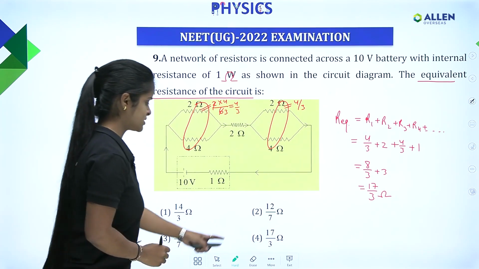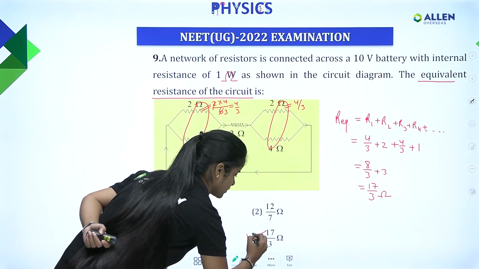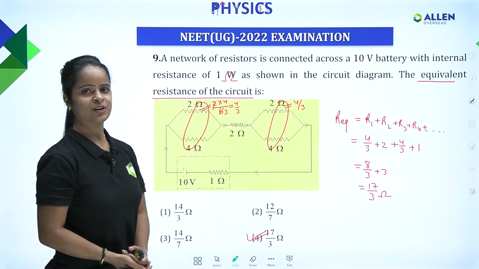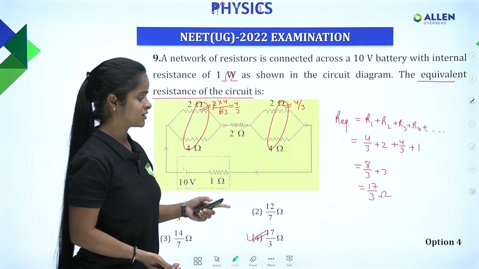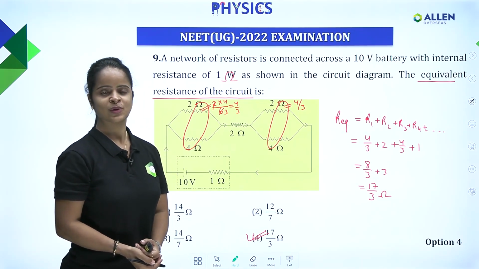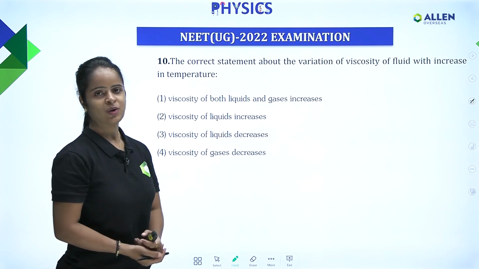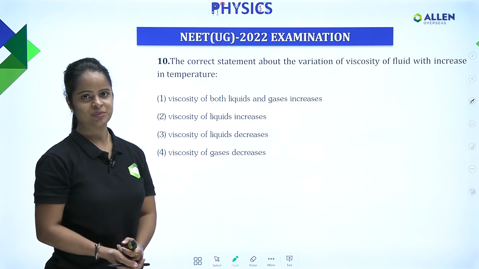And the same thing you can see here in option number 4. That is, option number 4 will be the correct option. And the same thing is written there. That is, option number 4 is the correct option. Hope it is clear to everyone. Now here is the next question, that is question number 10.